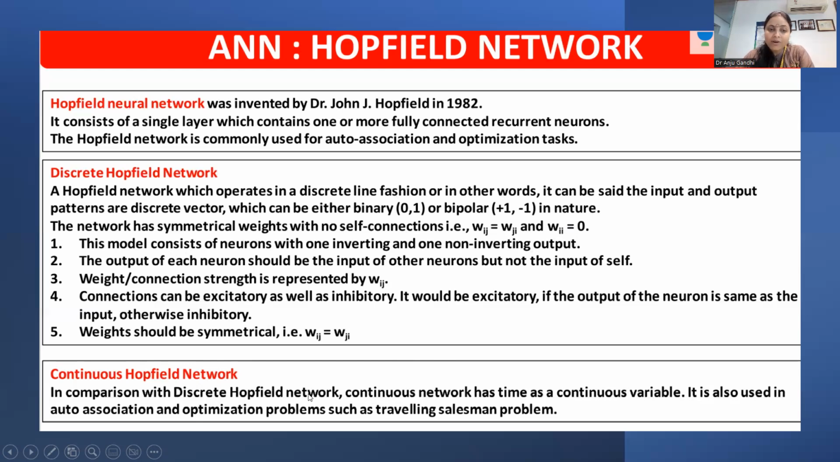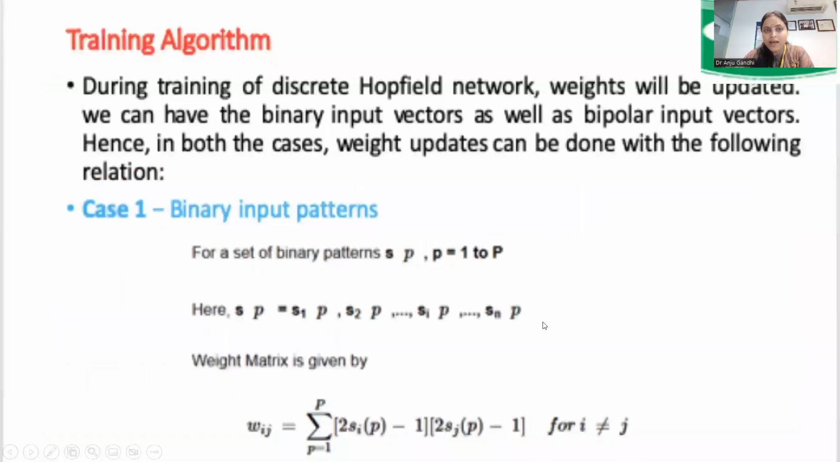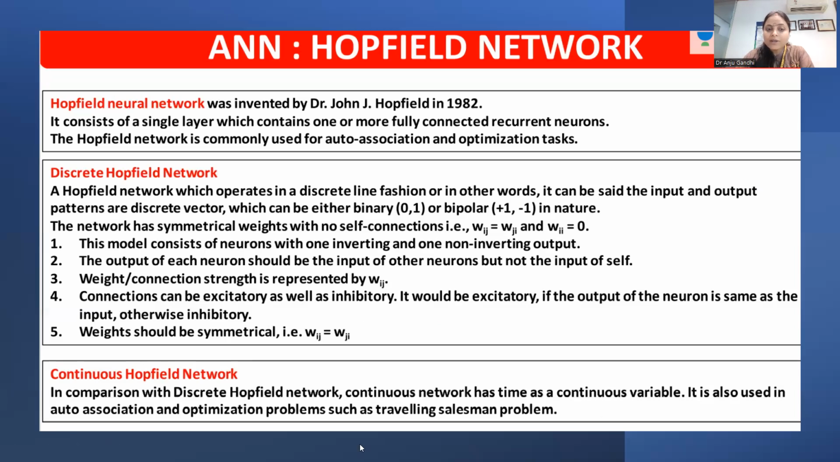In the same way, we have a continuous network, as time is a continuous variable. It is also used in auto-association and optimization problems such as the traveling salesperson problem, right? So this is what we have in a Hopfield network. Further, we will do its training algorithm, its testing algorithm, and we will perform the numericals on Hopfield networks, right?